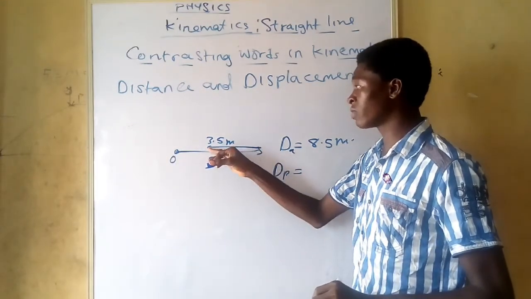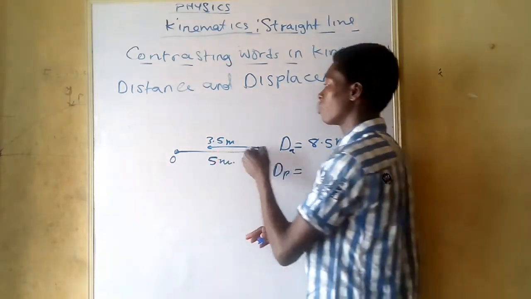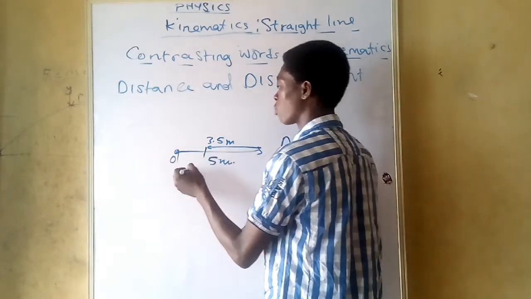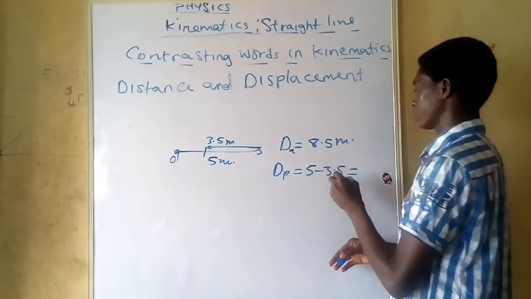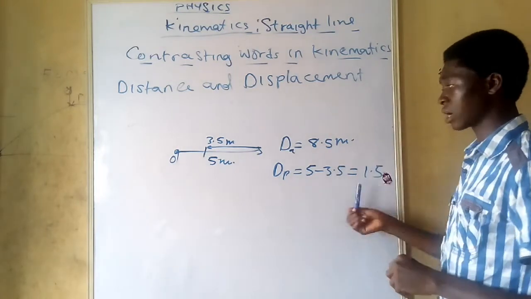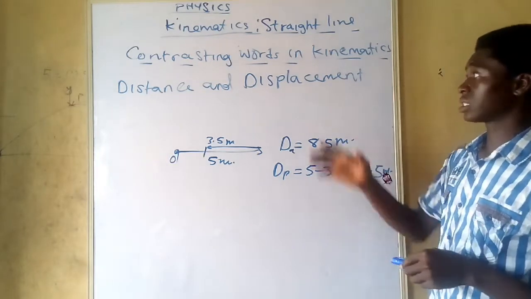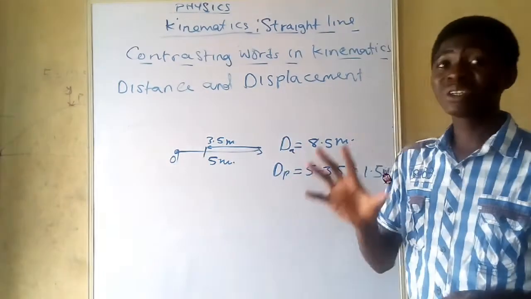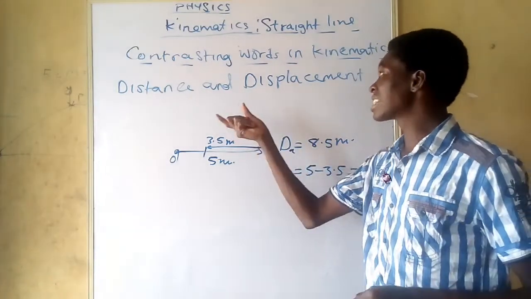After I have walked back to this very point, my displacement, I'm not going to add the two of them, but rather, since I have moved towards the starting point, how far am I from the starting point? It's going to be 5 minus 3.5, which is 1.5. Right? And that is the difference between displacement and distance.